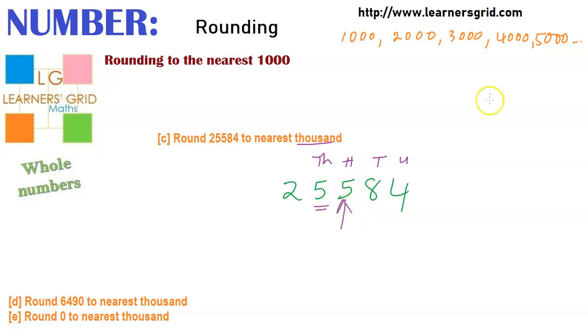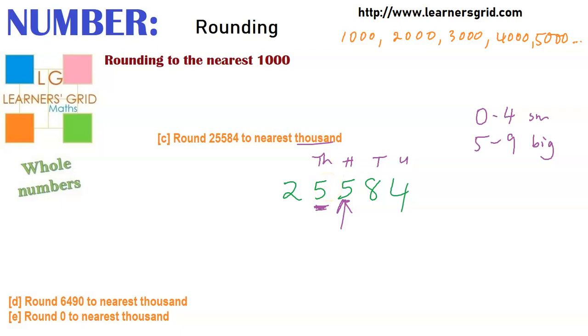So the rule is this: 0 to 4, I think of as small, and 5 to 9, I think of as big. If the indicator digit is from 0 to 4, it's small, which means the target digit does not change. If the indicator digit is from 5 to 9, we consider it big, and that means the target digit goes up by 1.